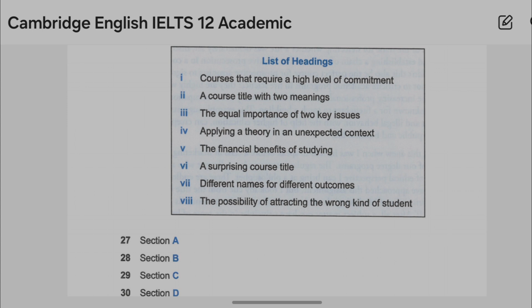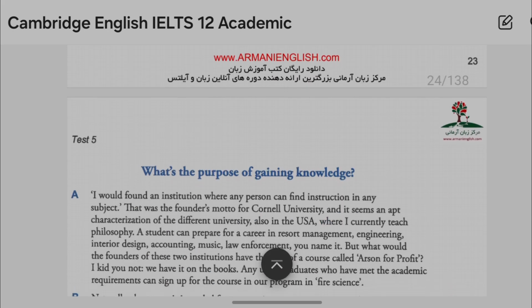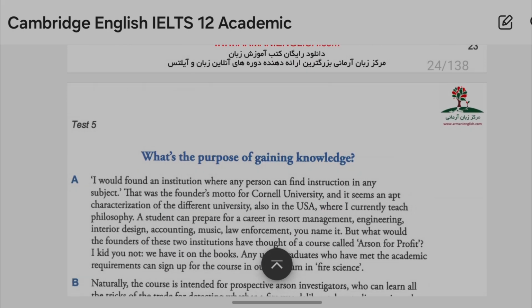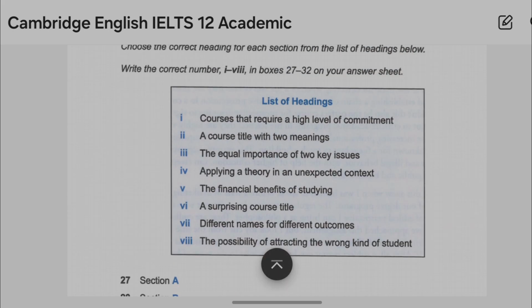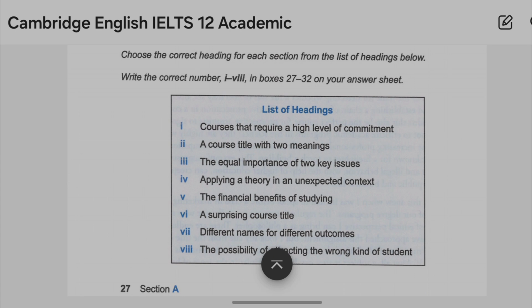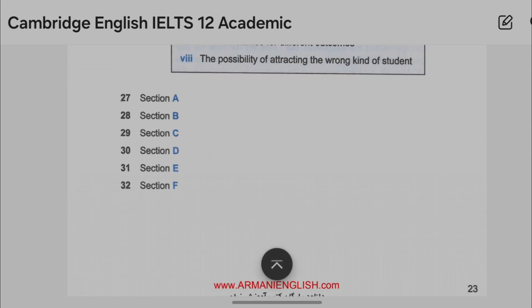What you need to do is read the sections one by one: first read one section, and after that read the headings and assign a proper, appropriate heading to each section. This way you will save a lot of time and list of headings will become very easy for you. So I'm going to solve one question so you can get an idea of what I'm trying to say. So let's start.